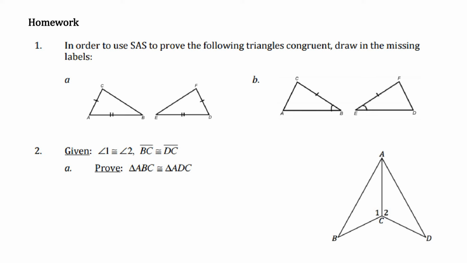So it says, in order to use side angle side to prove these triangles are congruent, draw in the missing labels. So the angle would have to go in between the congruent sides. So I'd have to have angle A congruent to angle D. For B, I'd have to have another segment. So I'd have to have AB be congruent to DE.